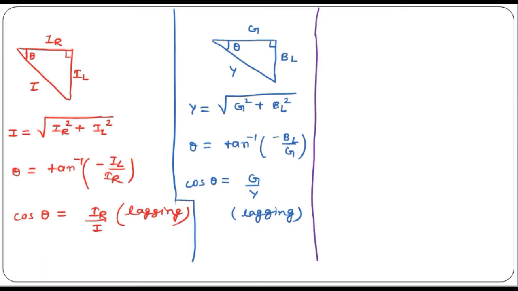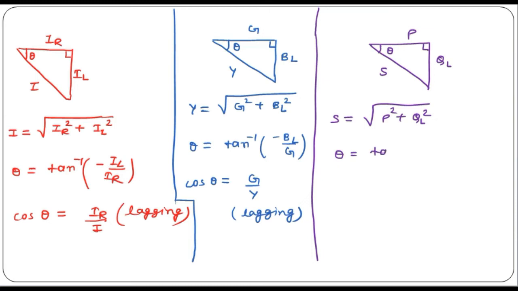So this conductance G will be consuming the active power, which is P. B of L will be consuming the reactive power, that is Q of L, and this is the total apparent power, which is S. The angle is theta, and this is again 90 degrees. So the apparent power is given by the square root of P square plus QL square, and this theta angle is given by tan inverse of minus QL by P, and the power factor, that is cos theta, is given by P by S, which is lagging in nature.